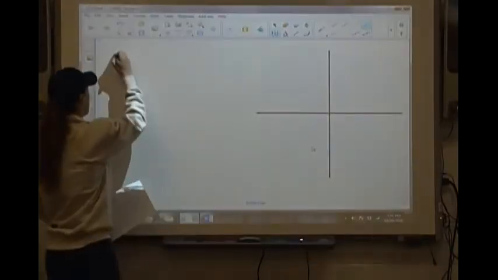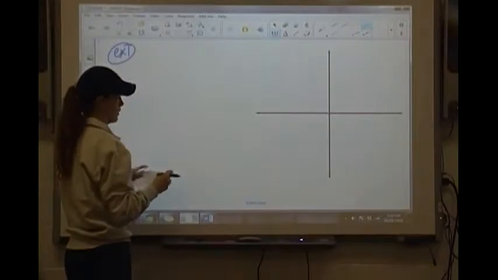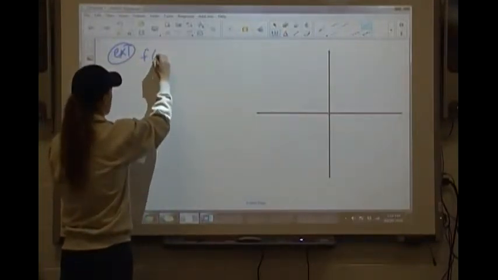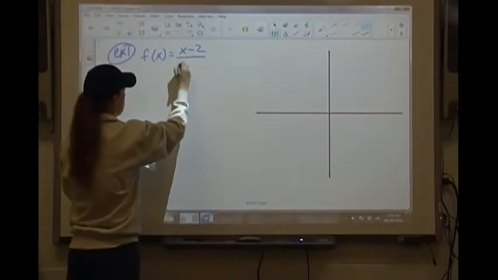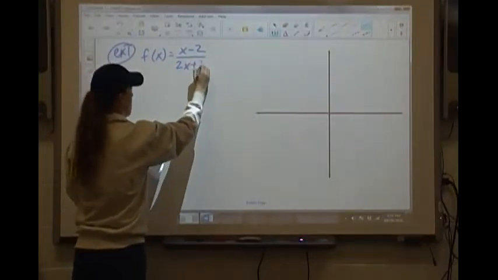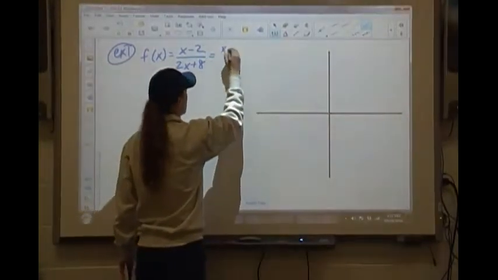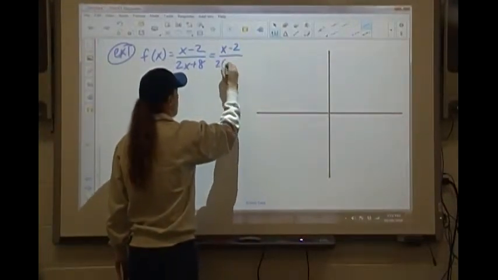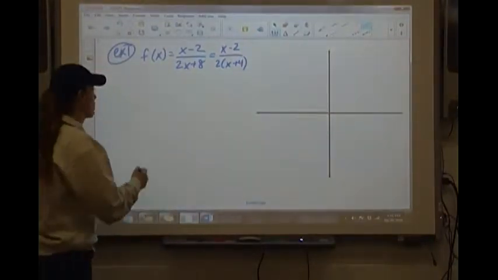But for our first example here, we're going to take a look at graphing what we know. So we've got a function f of x is equal to x minus 2 over 2x plus 8. So I'm going to factor when necessary. In this case, I can factor the denominator, 2x plus 4. All right, so we're going to identify all of our key information.